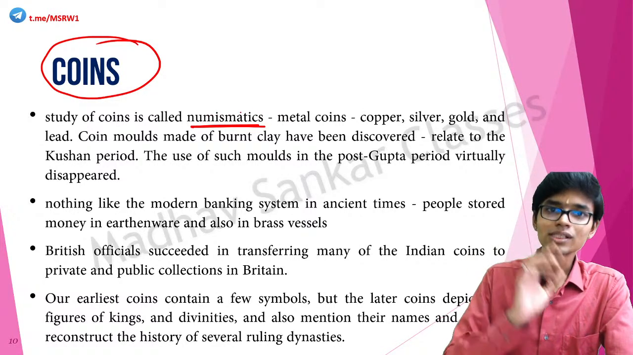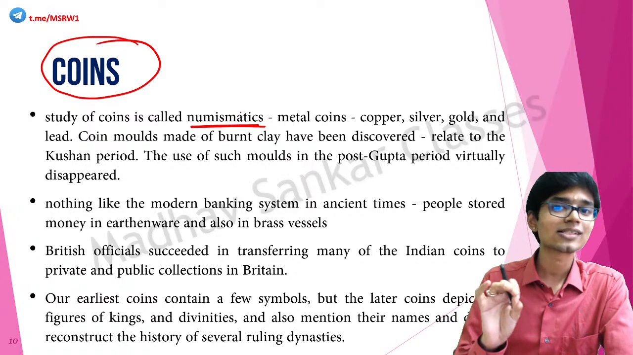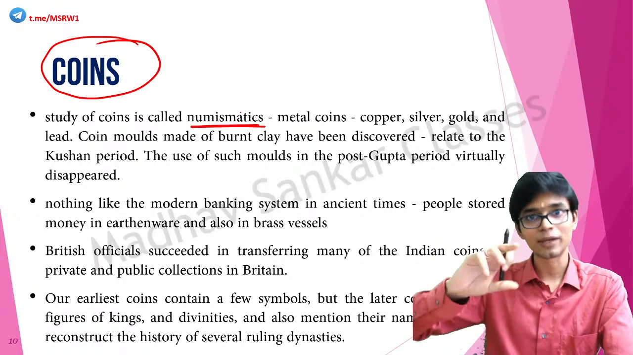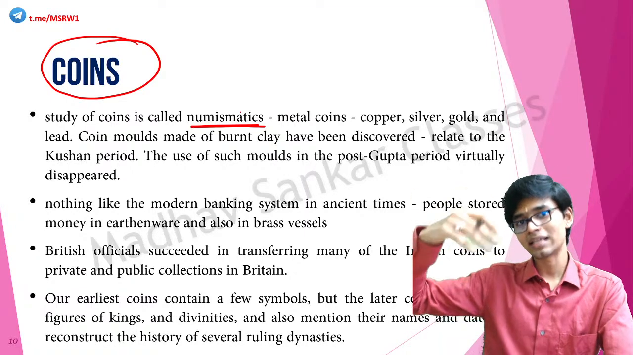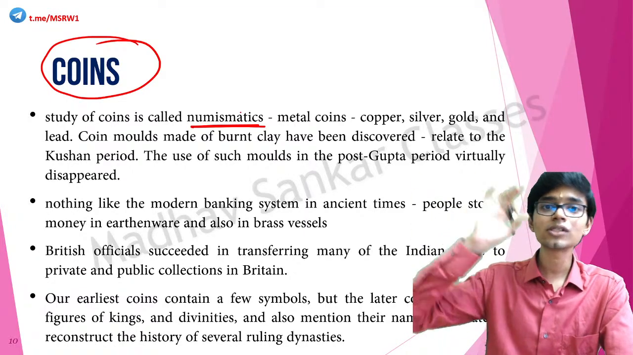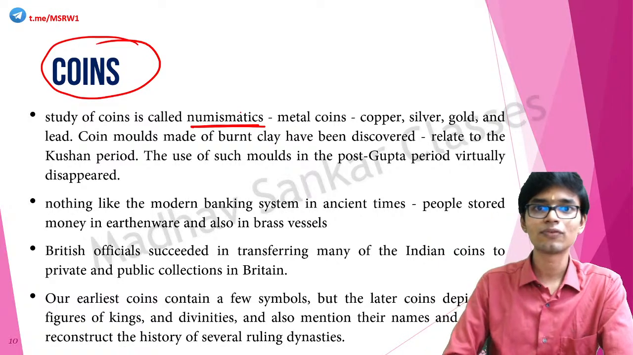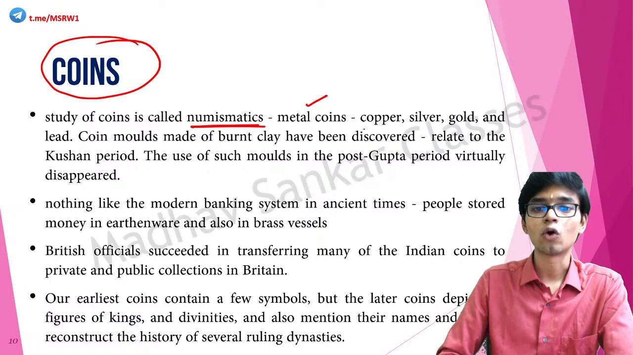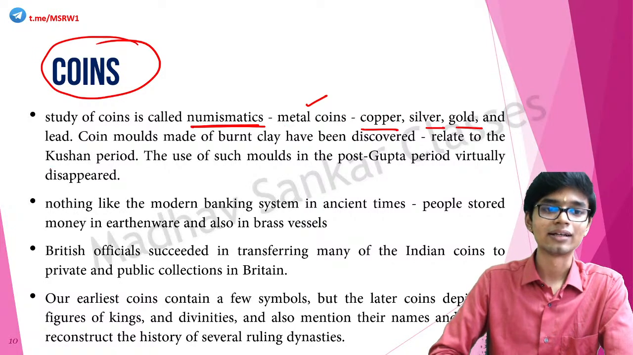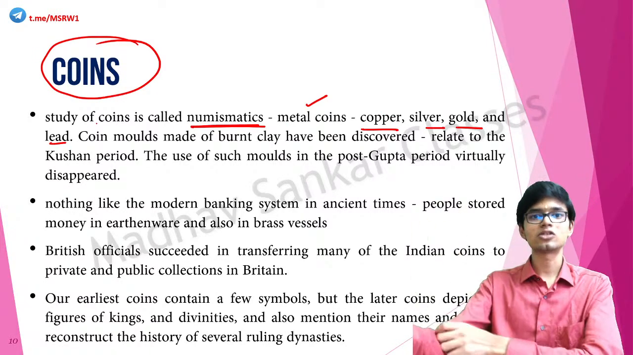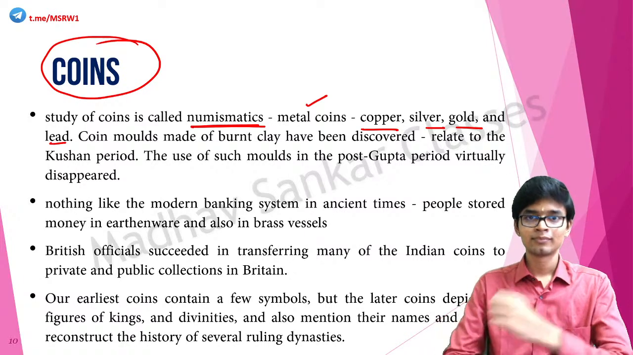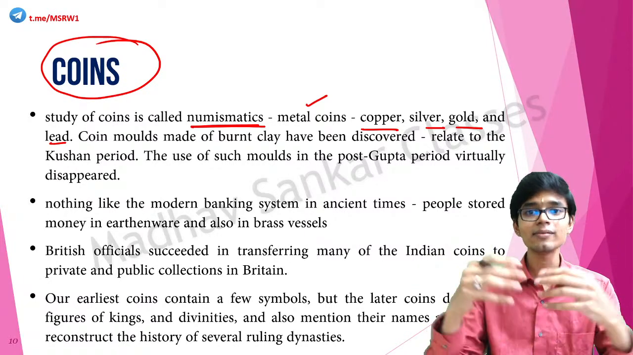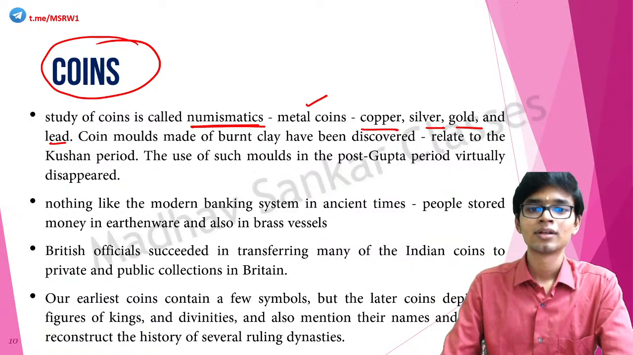So in those times, obviously, the currency was not made of paper. The arrival of paper currency happened very late, only after paper was invented. So during those times, the primary articles used for currency were metal coins, which were made of copper, silver, gold, and lead. These four were the prime metals used for coin making. These four are not the only metals for coin making, but these four were the major ones.